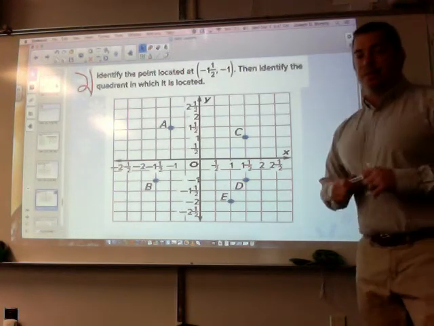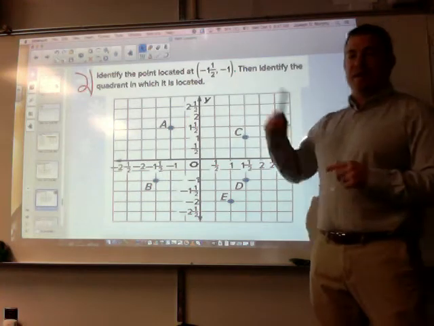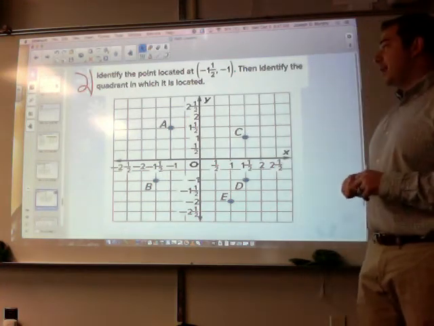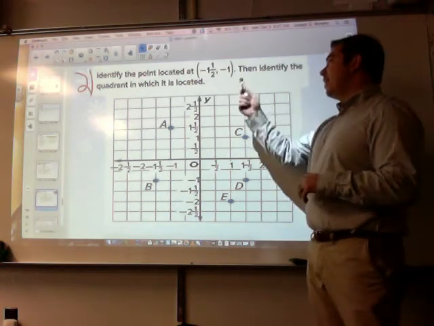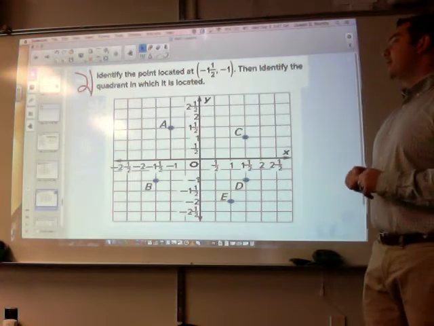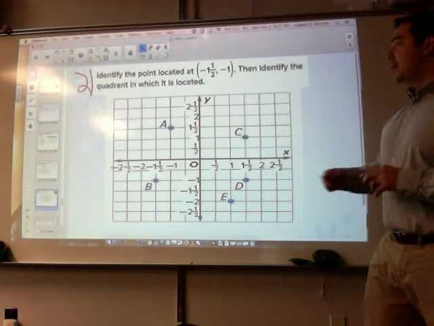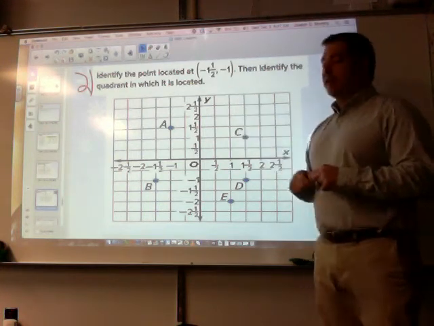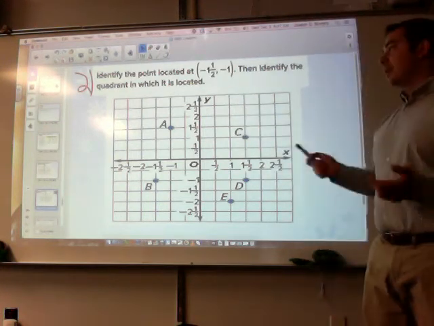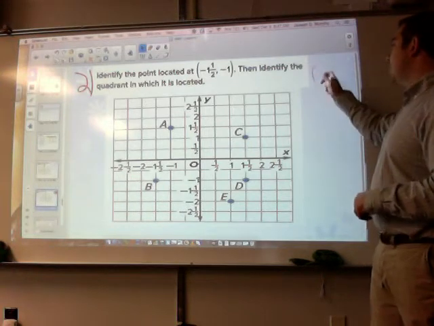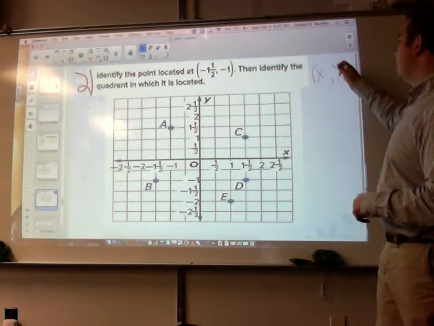All right, number 2. Identify, if you can't read it because it's kind of far away, identify the point located at negative 1 and a half and negative 1. Then identify the quadrant in which it is located. Now, this time, they're giving you the actual coordinates, but you have to figure out what letter they match up with. So once again, we go with x and then y first.